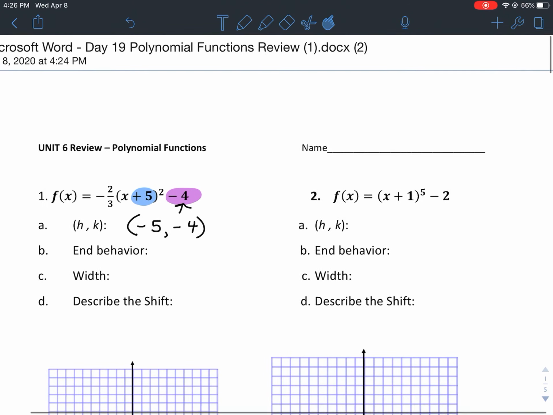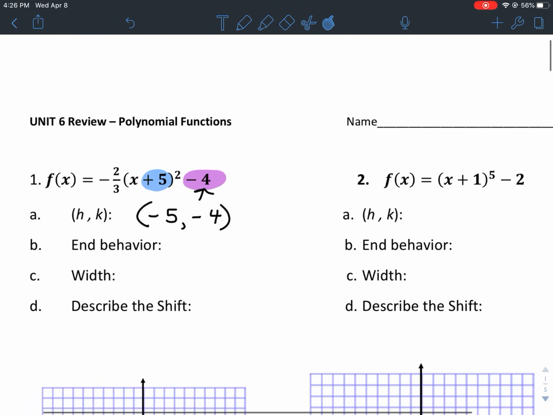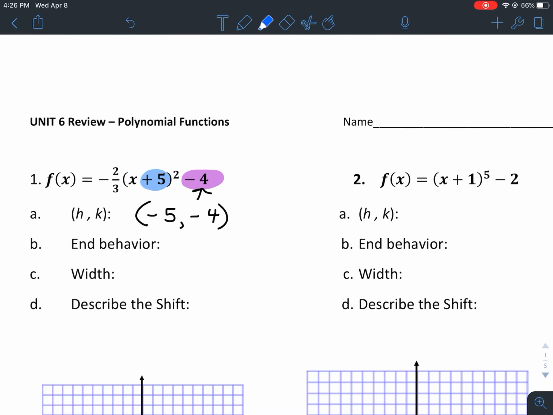So then if I do that same part in number 2 to find the HK, I look at positive 1, but since it's positive 1, I'm going to take the opposite, so that's negative 1 for my H value. And then if I look at this number on the outside here, that's negative 2, that's our K value, that stays the same.